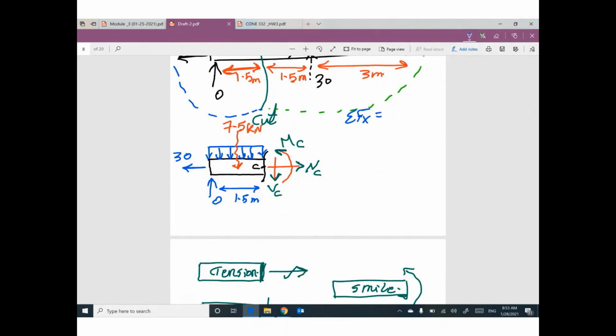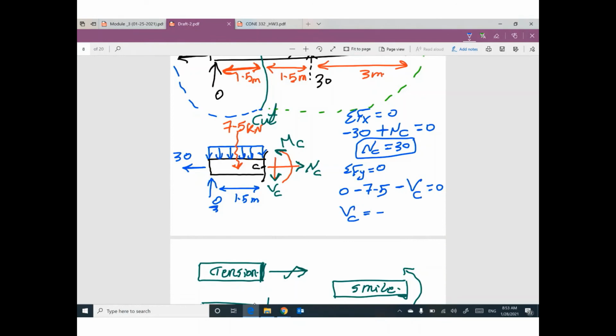Summation Fx equals 0. We have negative 30. We have positive NC, nothing else. NC equals 30. Summation Fy equals 0. We have 0, this reaction. We have negative 7.5. We have negative VC equals 0. So VC equals negative 7.5.